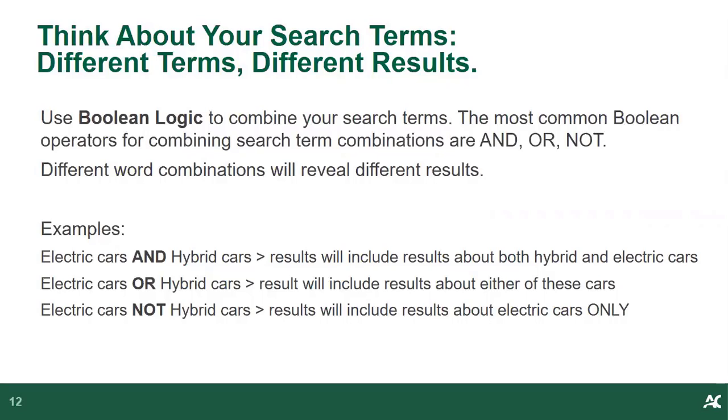For example, if my search is electric cars and hybrid cars, the results will include individual resources about both hybrid and electric cars in the same resource. If my search terms are electric cars or hybrid cars, I will have a very large search because I will have results that talk about electric cars or hybrid cars. If I search for electric cars, not hybrid cars, my search would be very small because I will be completely eliminating any results about hybrid cars.